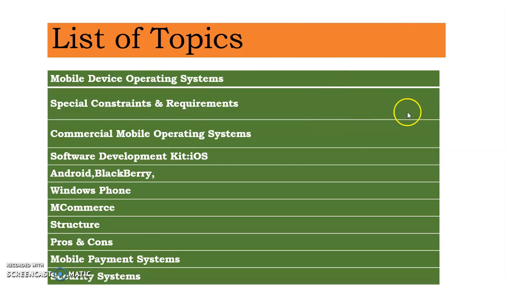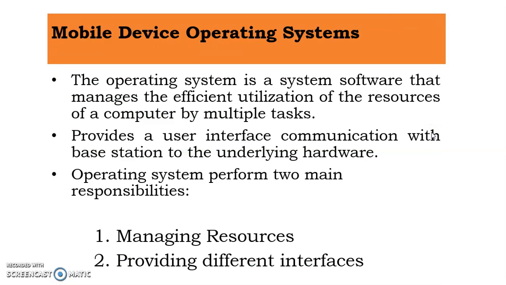Next, let us see mobile device operating system. First of all, everyone should understand what is meant by operating system. An operating system is a system software that manages the efficient utilization of the resources of a computer by multiple tasks. This is the definition of an operating system in a traditional sense. Let me come to the point. What is meant by mobile device operating system? In the same way, a mobile device operating system is a system software that manages the efficient utilization of the resources of a mobile device by multiple tasks.